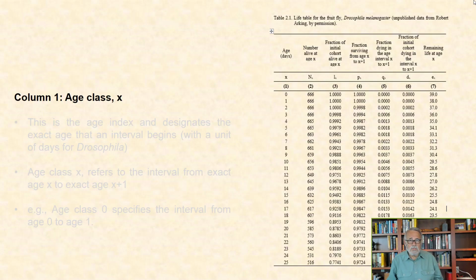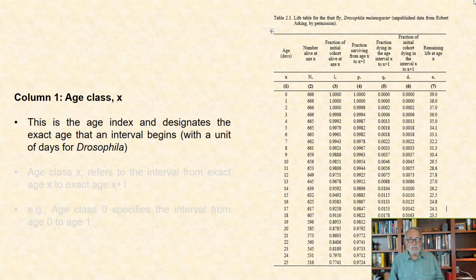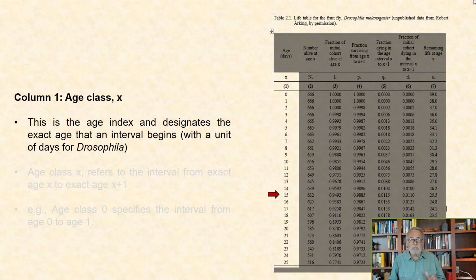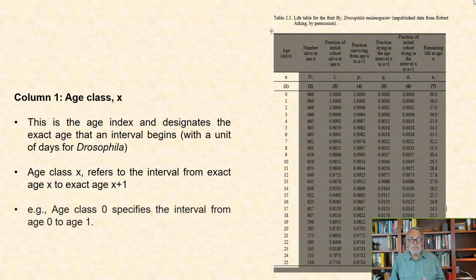Column 1, Age Class X. This is the age index and designates the exact age that an interval begins, with a unit of days for Drosophila. Age class X refers to the interval from exact age X to exact age X plus 1. That is, the age class 0 specifies the interval from age 0 to age 1.